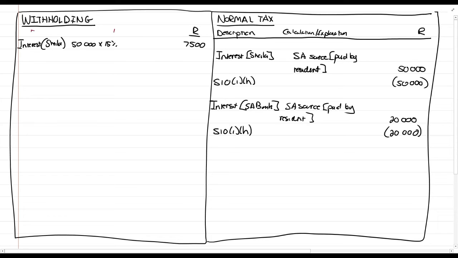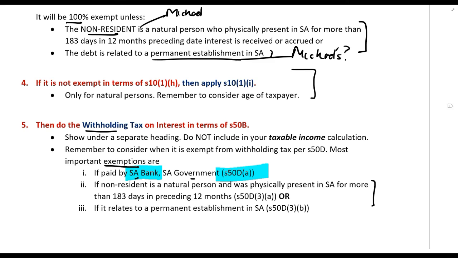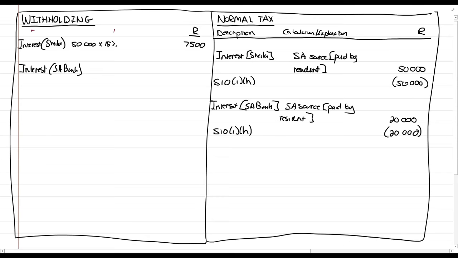Then we do our withholding tax on this again. Interest from an SA bank. Now, I'm just reminding you, there's an exemption if it was paid by a South African bank in terms of section 50DA. So, paid by SA bank, so it's exempt.